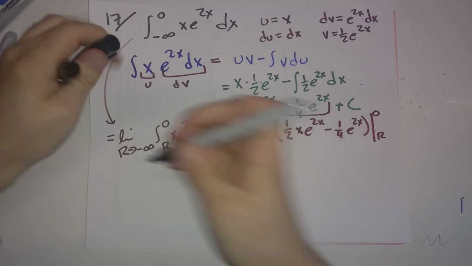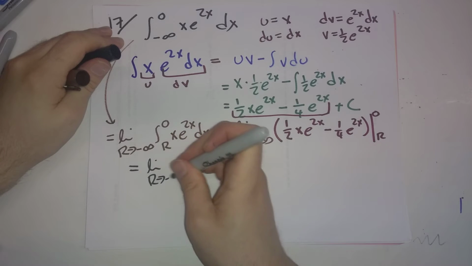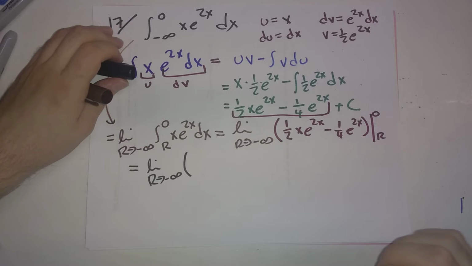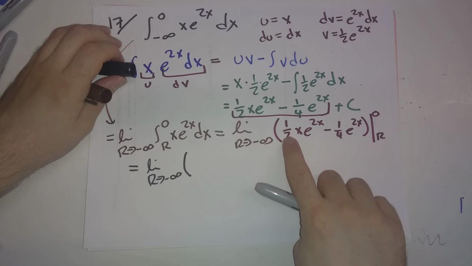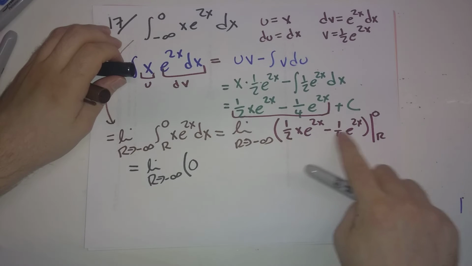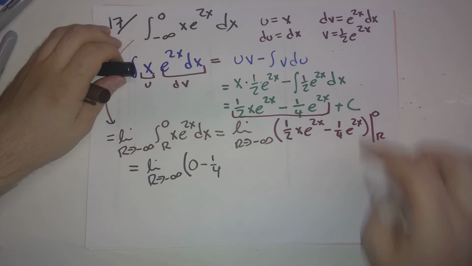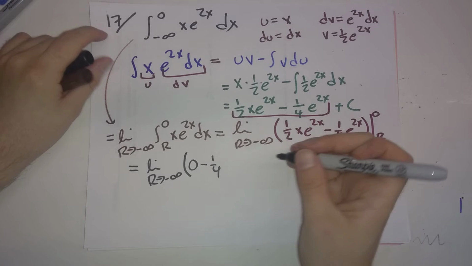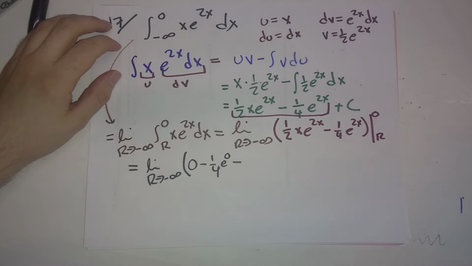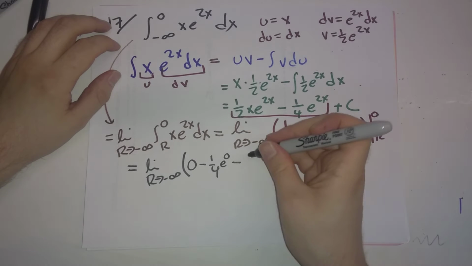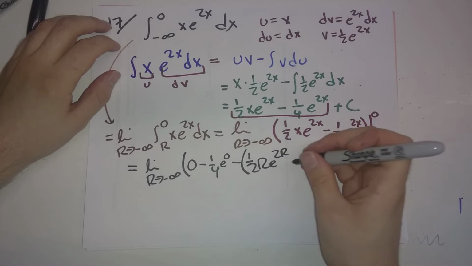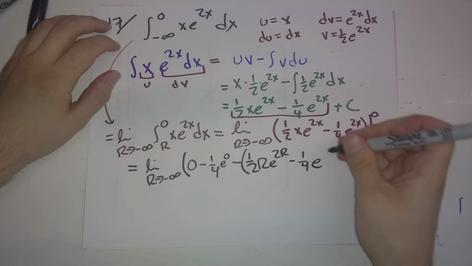And so this gives us the limit as r goes to minus infinity. Let's go ahead and plug in everything here. So when we plug in 0, we get 1/2 times 0. Well, times something, who cares? That will be a 0. Minus 1/4 e to the 2x. So that is going to be e to the 0. That's going to be 1. Minus, now we plop in r into all of this. Minus 1/2 r e to the 2r. Minus 1/4 e to the 2r.